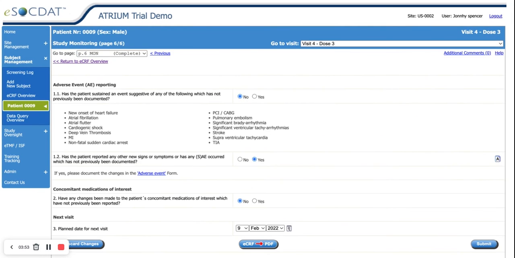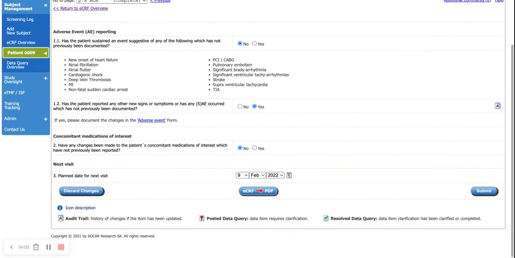The final page within Visit 4 is the study monitoring page. Here you'll report the adverse events and any medications of interest. You will also write the planned date for the next visit.